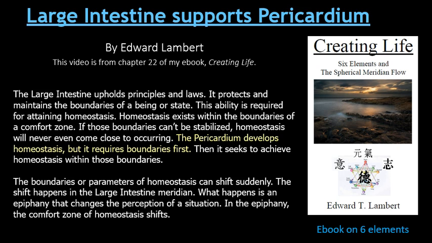The pericardium develops homeostasis, but it requires boundaries first. Then it seeks to achieve homeostasis within those boundaries, within that comfort zone. The boundaries or parameters of homeostasis can shift suddenly. This shift happens in the large intestine meridian. What happens is an epiphany that changes the perception of a situation. In the epiphany, the comfort zone of homeostasis shifts.